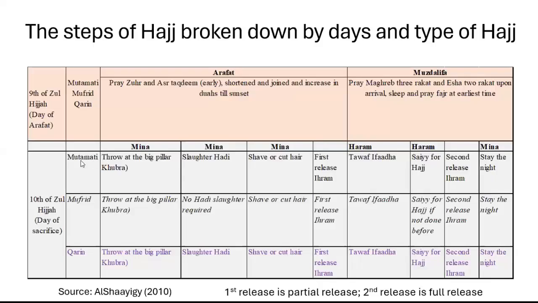After doing the Tawaf Ifada, the Mutamati only did Sa'i in the Umrah. So he has to do Sa'i for Hajj. After the Tawaf Ifada, he does the Sa'i. After doing the Sa'i, he is now released, the second release of the Ihram. Now it's finished for him. If he's married and he's living in an apartment with his wife, he is free to be with his wife. Now the second release, full release. And then he goes to Mina and stays the night in Mina.